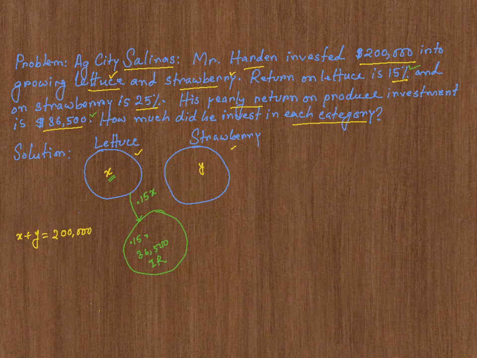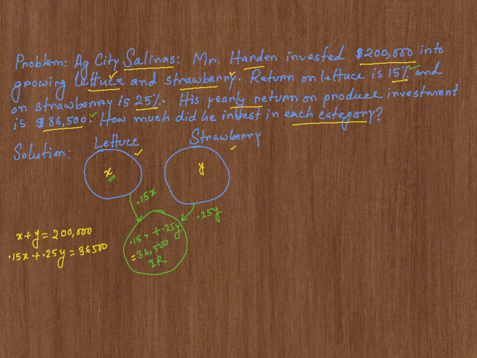Then plus the investment return from strawberry, which is 25% or 0.25 times Y. So now my second equation is going to be 0.15 times X plus 0.25 times Y. And that must be, by the way, equal to 36,500. Now I have two equations with two unknowns, so I can solve for X and Y.